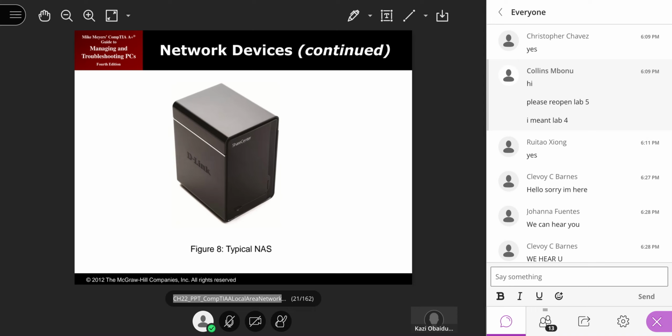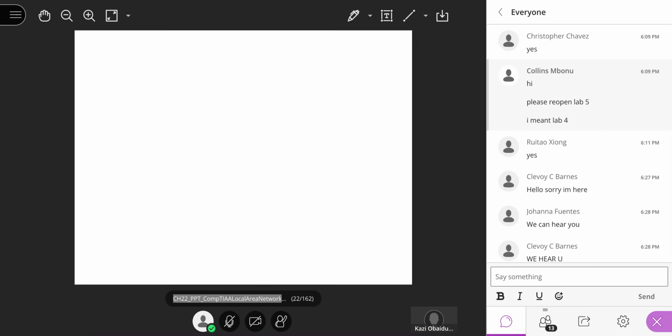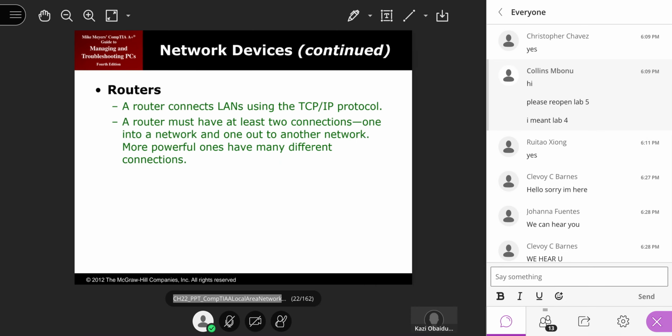And then we are going to understand the router, very important and very powerful devices, right? The router, why do you use the router? We are going to use a router when you are going to connect one network with the other network for internet.